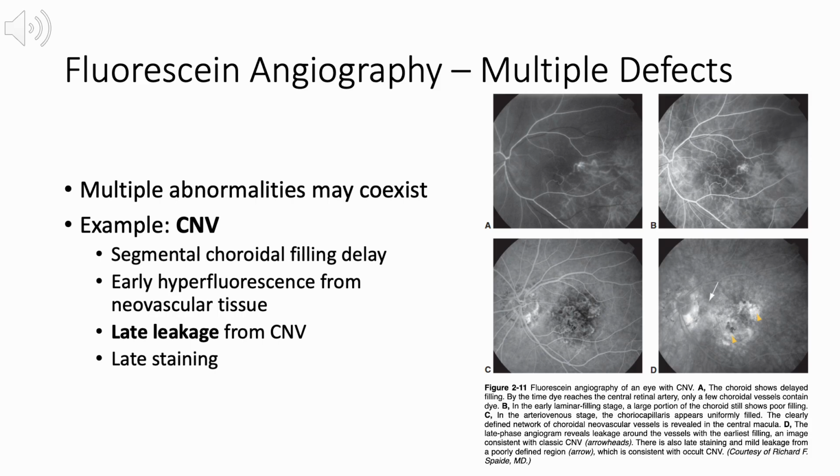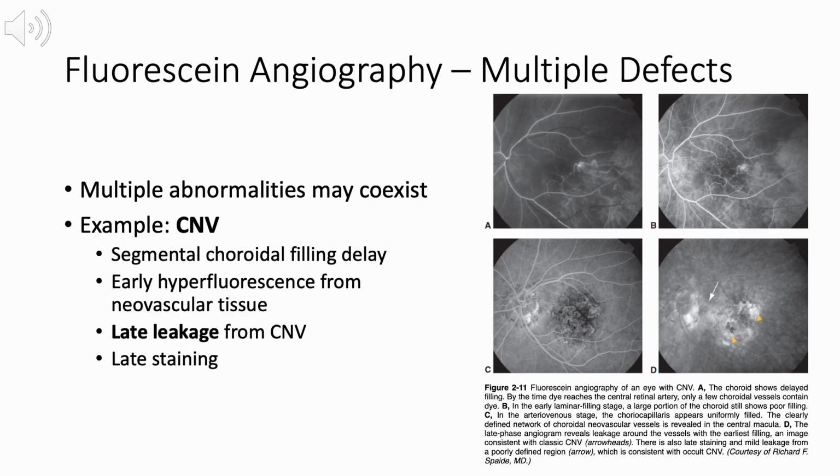In clinical practice, multiple fluorescein angiographic abnormalities often coexist within the same eye, and interpretation requires integrating several patterns simultaneously. Choroidal neovascularization is a classic example in which more than one angiographic abnormality is typically present. In eyes with CNV, there may be segmental delay in choroidal filling, reflecting underlying choroidal perfusion abnormalities. Early in the angiogram, neovascular tissue often demonstrates hyperfluorescence due to rapid filling of the abnormal vascular network.